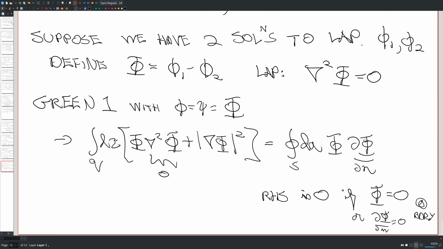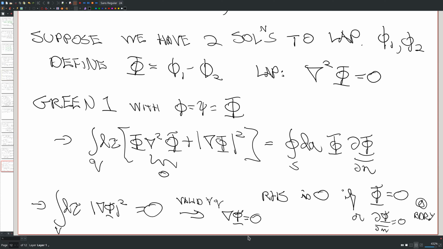And since this is valid for any volume V, it just means that grad big phi is 0. Okay? And this big phi is thus a constant. Therefore, the two solutions that we had only differ by a constant, which does not affect the electric field. Okay? Which means there's only one solution.